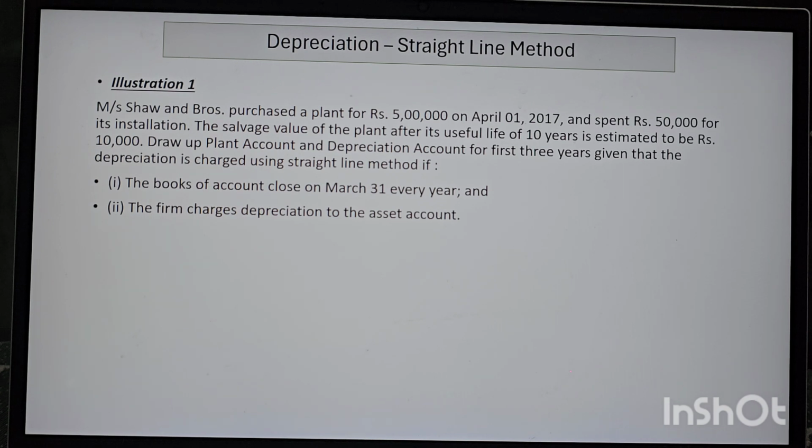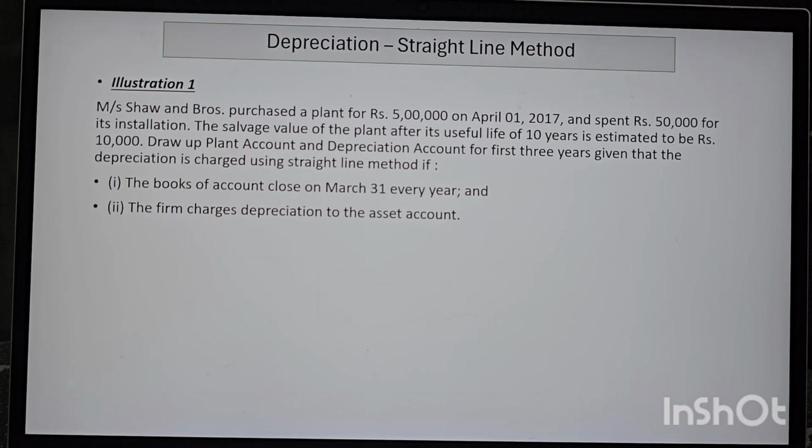Though the entire useful life of the asset is 10 years, we have been asked only to prepare it for the first 3 years. So what are we going to do? This is to be done using the straight line method of depreciation. And yes, the books close on 31st of March each year.